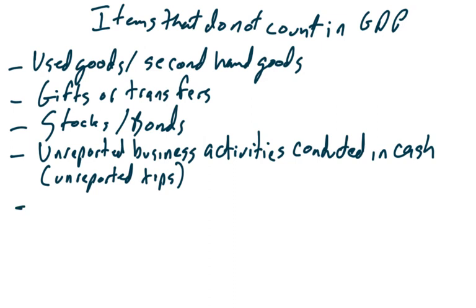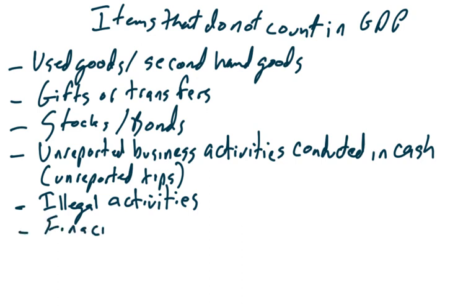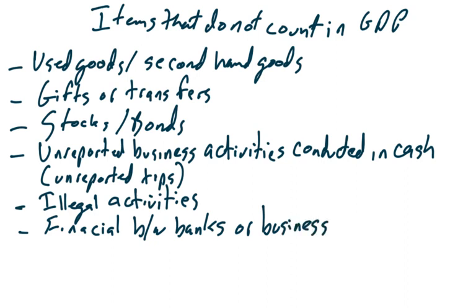All right, next we have any illegal activities. Buying your quote-unquote medication from the local neighborhood street pharmacist is not going to count toward our GDP, guys. When you go buy your películas piratas from La Pulga, that also does not count toward our GDP. Right, we're not going to count financial transactions between banks or businesses. Why? Because nothing is getting done, guys. You're just moving money around from one pocket into the other. So we are not going to count that as well.